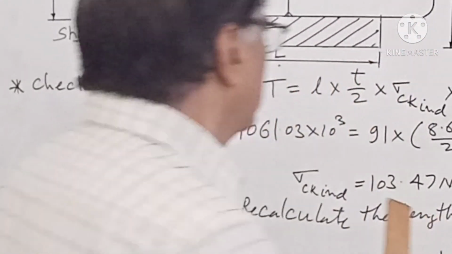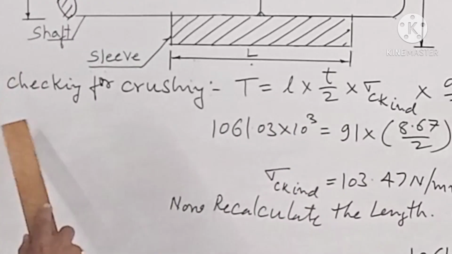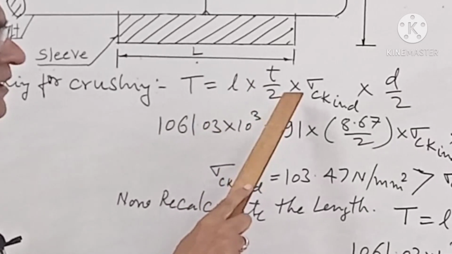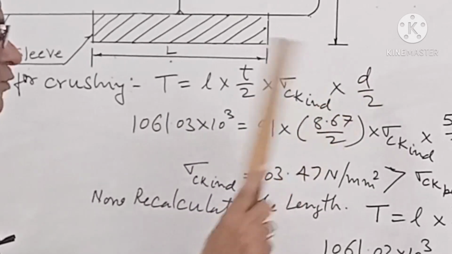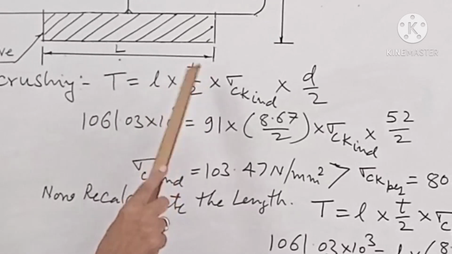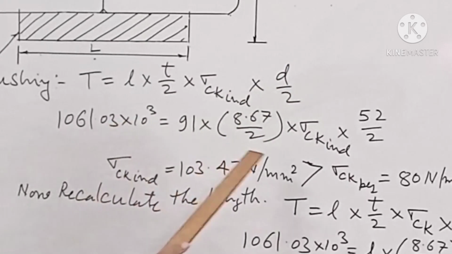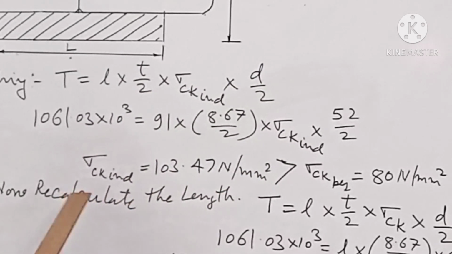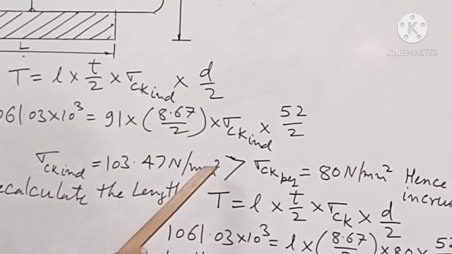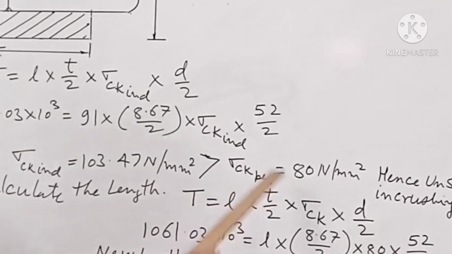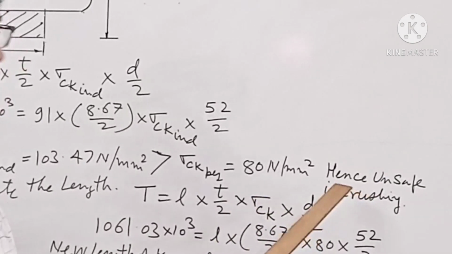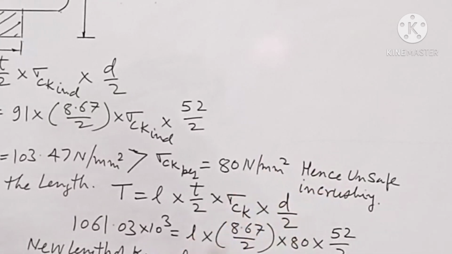Now we will check the dimensions of key for crushing. We have the equation T is equal to L into t by 2 into sigma Ck induced multiplied by d by 2. Putting the value of torque, length, thickness and diameter, we will calculate the sigma Ck induced. The value of sigma Ck induced comes out to be 103.47 Newton per mm square, which is greater than the sigma permissible given, 80 Newton per mm square. Hence, dimensions are unsafe in crushing.